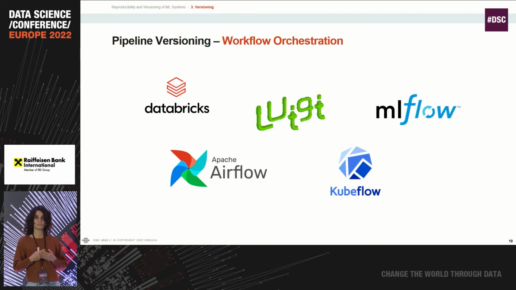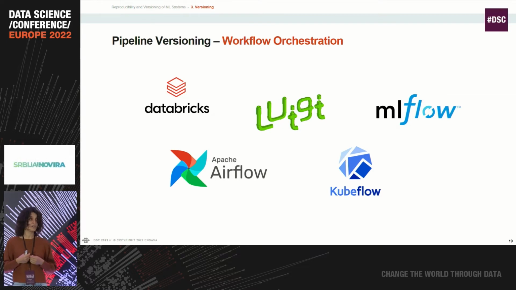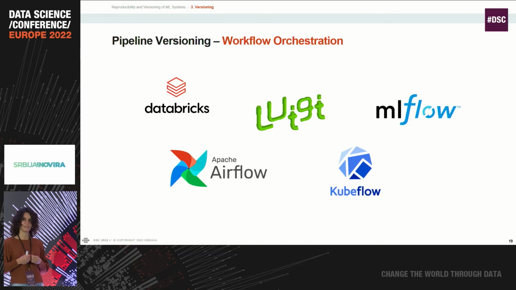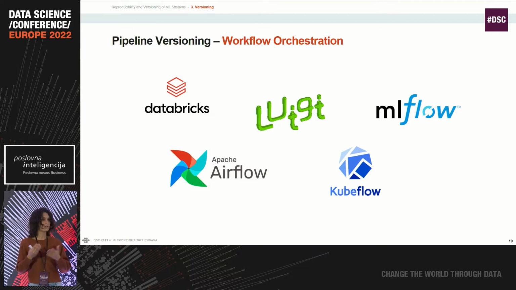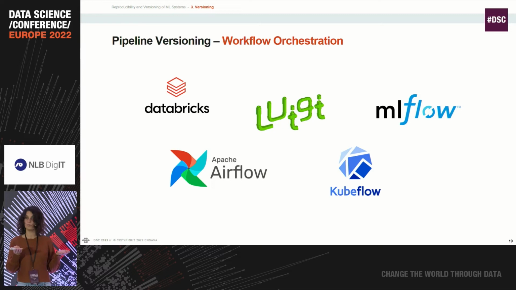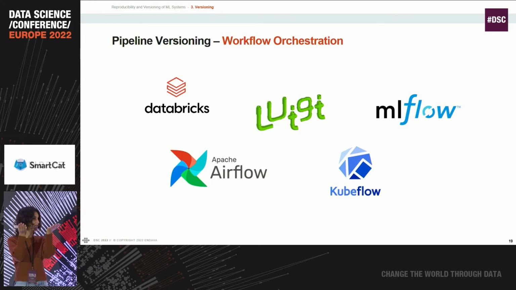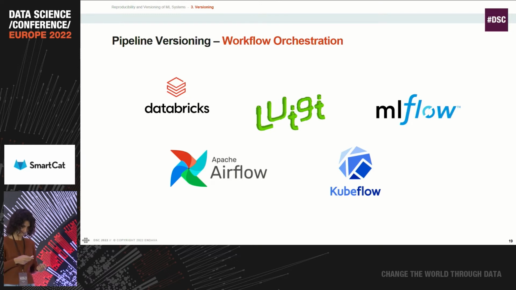And why is this good for reproducibility? The good thing is that the workflows are usually defined either in some configuration files or in, let's say, Python code, or some combination of both. And what's the benefit of that? Simply that we can just push everything in Git and have versioning.